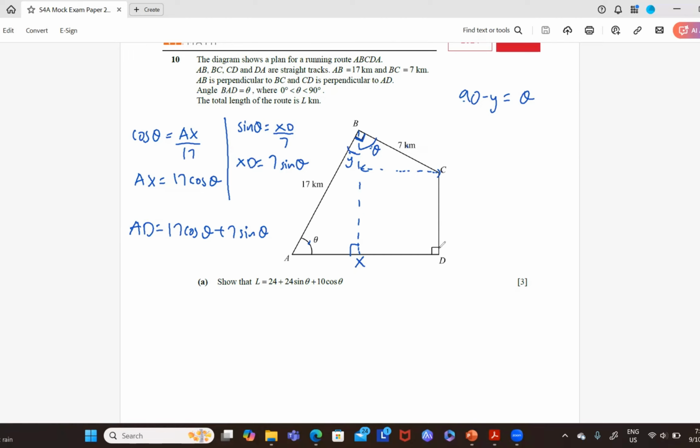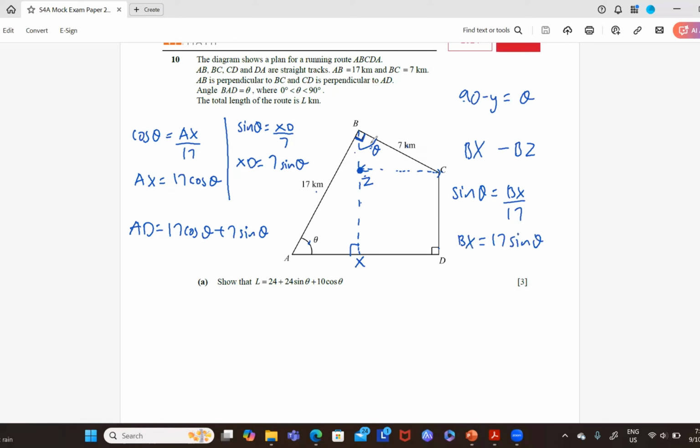Okay, how do we find CD? To find CD, the plan is to find BX and subtract BZ. Let's create this point over here and call this point Z. So take BX minus BZ. That's all I've got to do. So let's go and find BX. Opposite over hypotenuse. Sine theta equals BX over 17. So BX equals 17 sine theta.